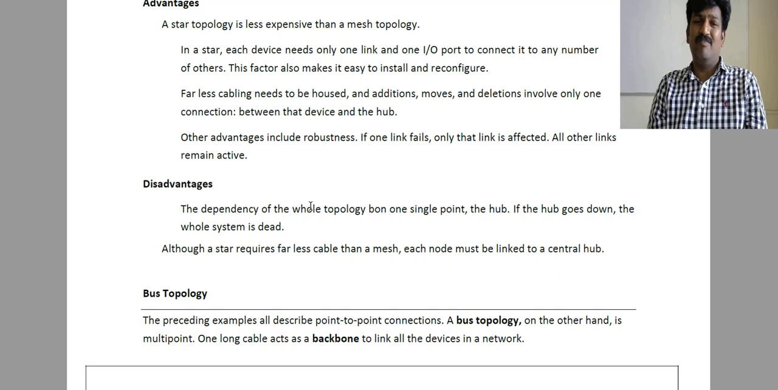Although star requires far less cable than mesh, each node must be linked to the central hub. That is the one advantage we can have. So by keeping that in mind, we can have the star topology. But one thing is that you should be able to maintain the central hub very perfectly, and that computer needs to perform absolutely perfectly. Then only will this network be sustained for a longer time.